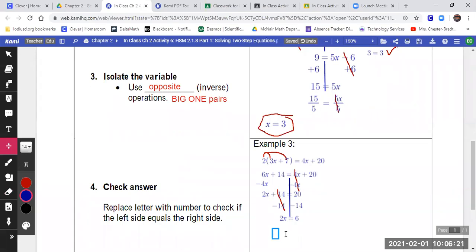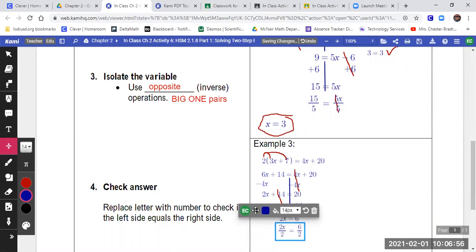What has to go because it's attached to the x, but it shouldn't be there? The 2. And we're going to get rid of it by dividing by 2. Not by 2x, by 2. Because we want the x to stay, because we want to be able to say x equals, right? So 2x over 2, arrow off, equals 6 over 2.